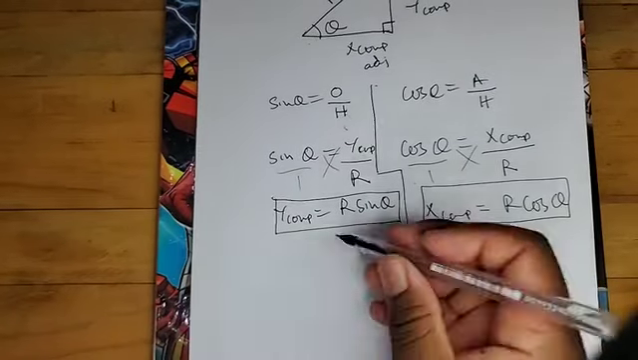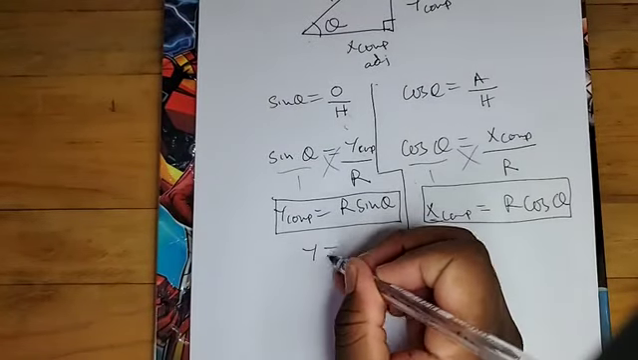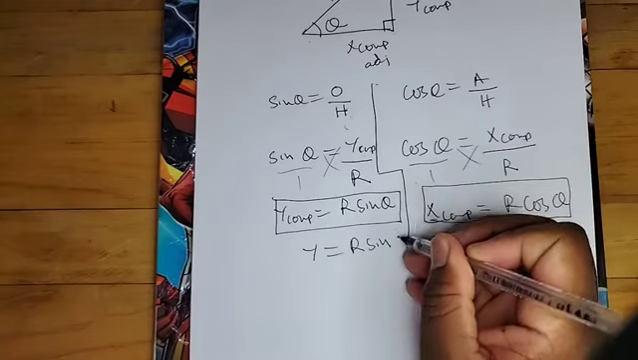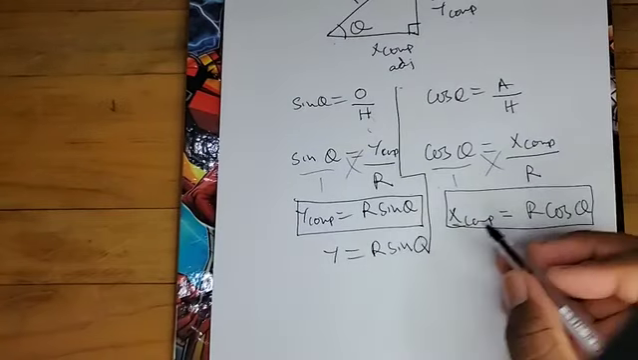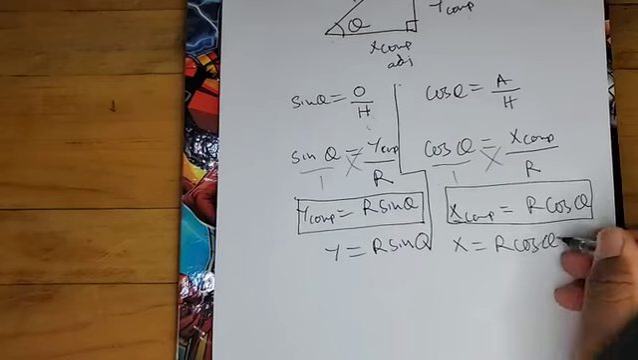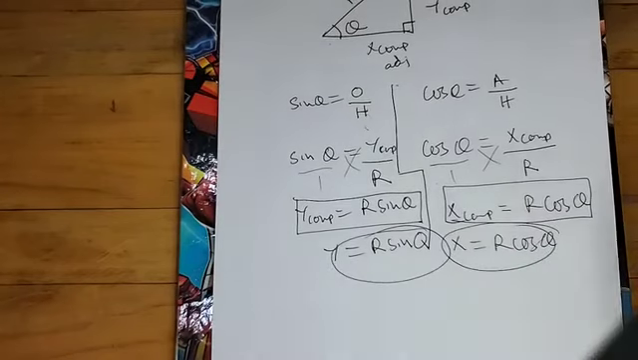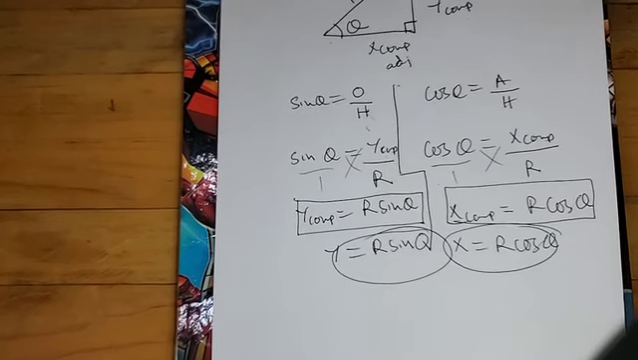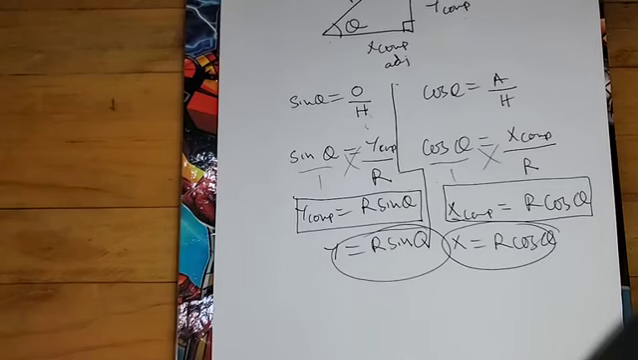But as a way to simplify them, just type up y is equal to r sine theta. You can use capital letter Q for theta. And x is equal to r cos theta. So quickly type these two things up so that I know that you guys are following.